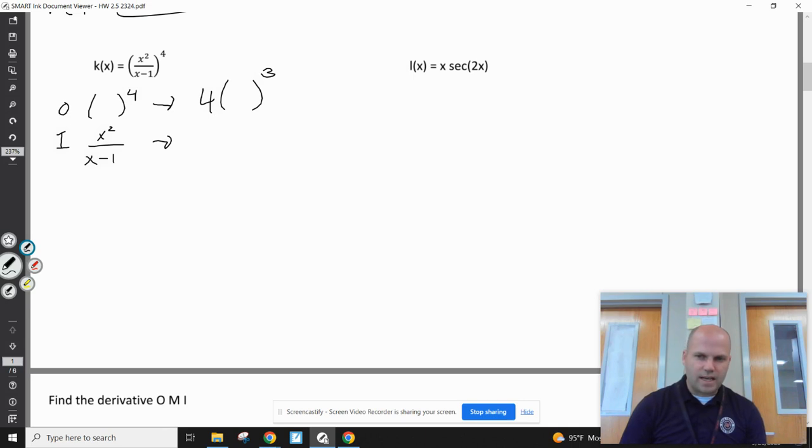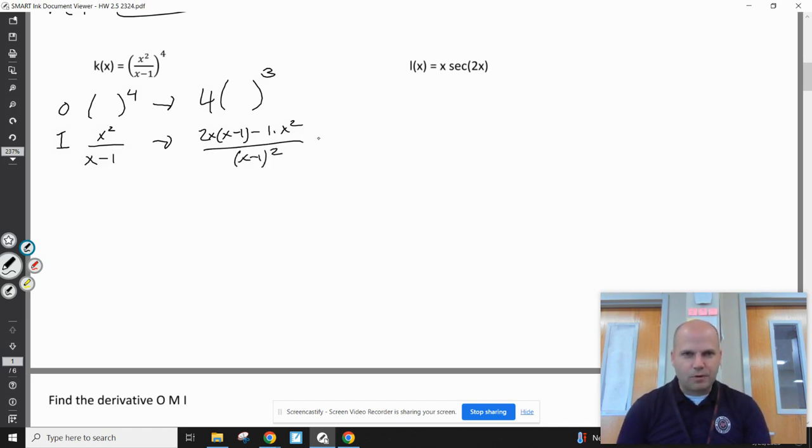The derivative of the outside, easily done: 4 stuff cubed is the derivative of stuff to the 4th. The derivative of the inside, you have to use the quotient rule. X's divided by x's. Let's remember the quotient rule. It's the slopes of the top times the bottom minus the slopes of the bottom times the top, all over the bottom squared. I'm probably going to simplify this just to help myself out.